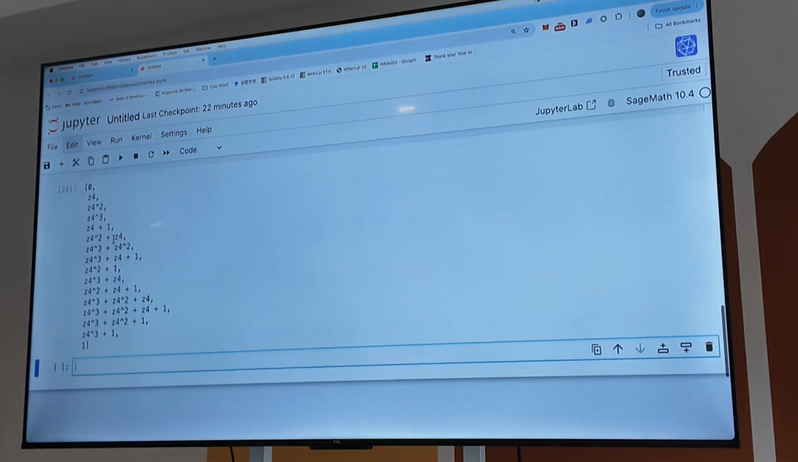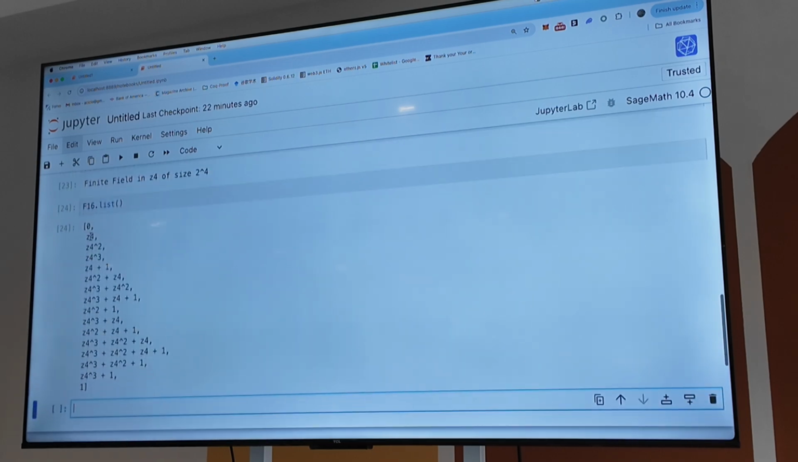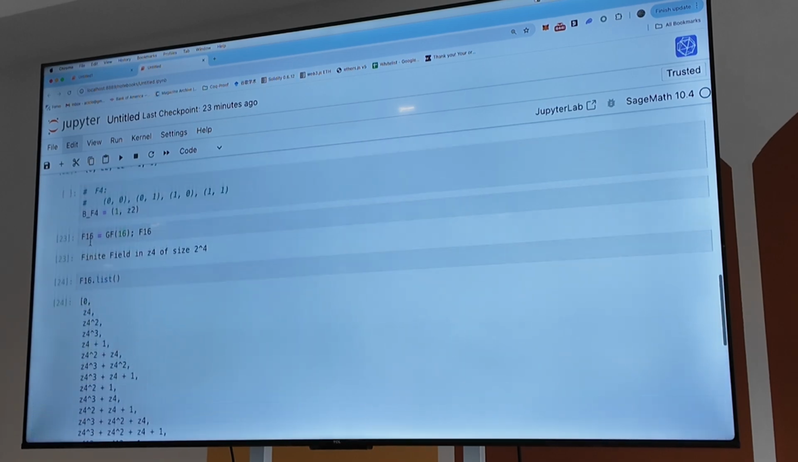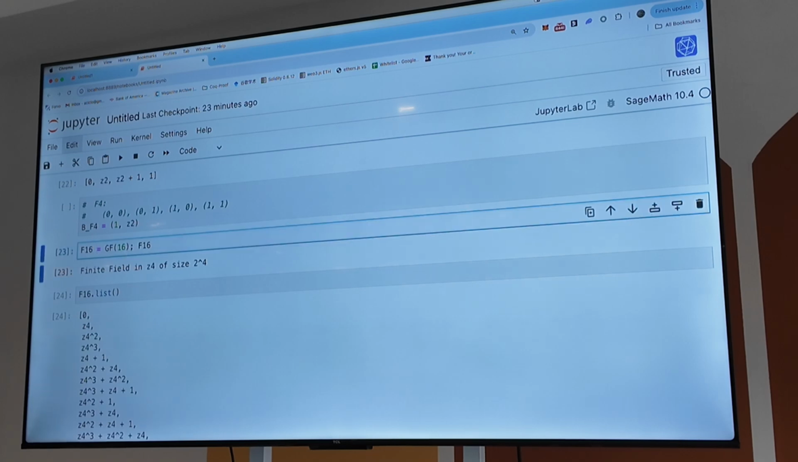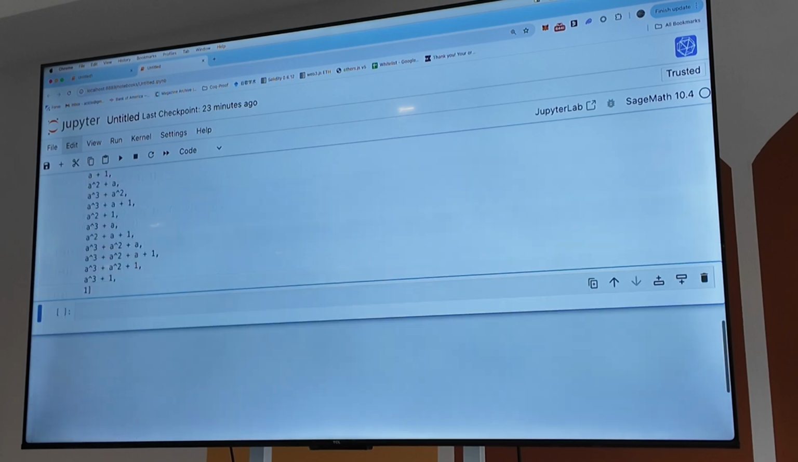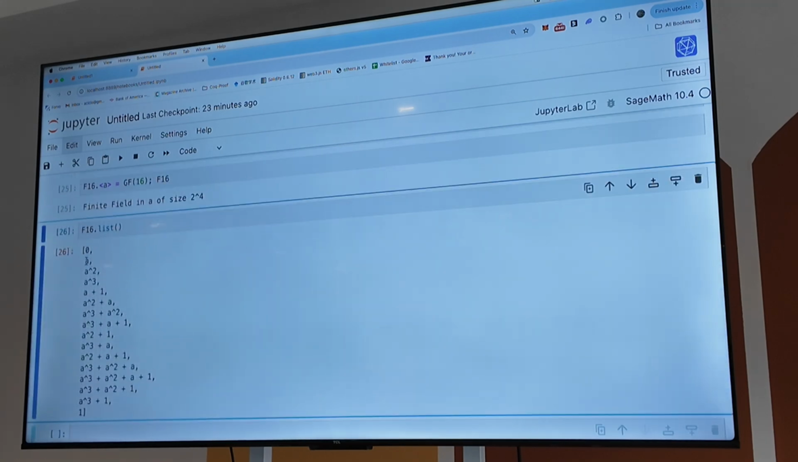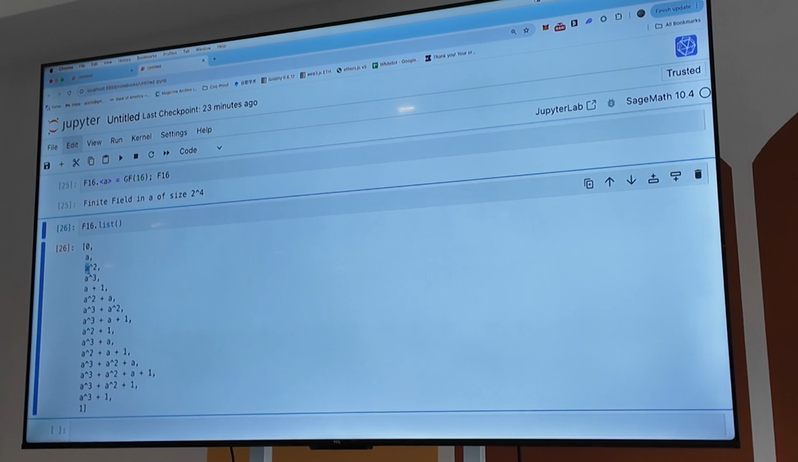It looks like this, but Z4 is not easy to read. So we use a SageMath feature to use another symbol to redefine it. Now we just use a small a as the symbol, to make sure that we get all the elements of F16.